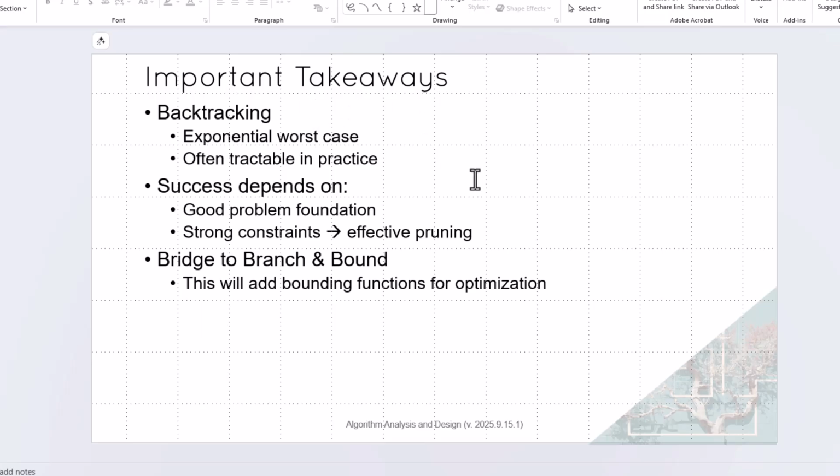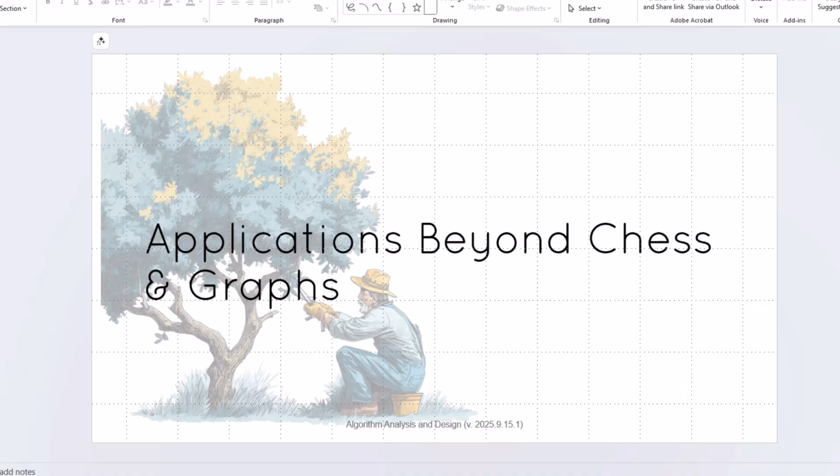All right, important takeaways are that backtracking has an exponential worst case, but is often tractable in practice. Success depends on a good problem formulation. Strong constraints lead to effective pruning. Okay. It also gives us a bridge to branch and bound, which we will talk about later on.